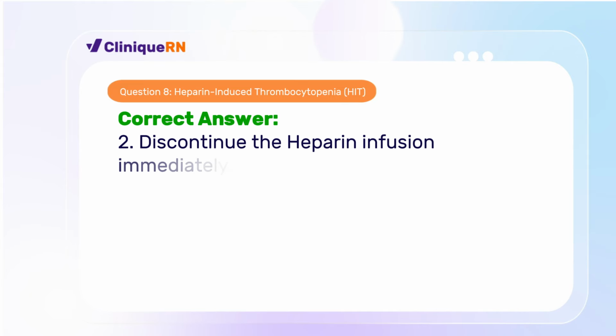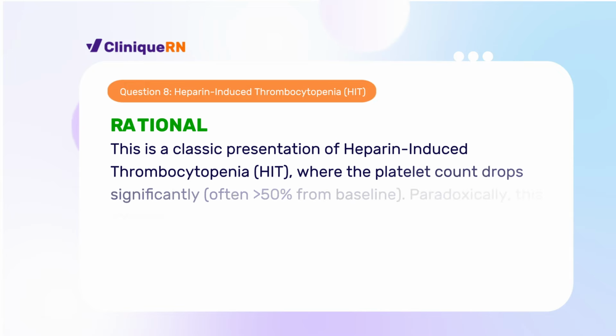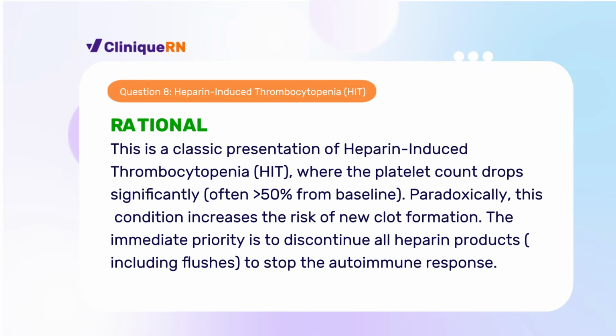The correct answer is 2. Discontinue the heparin infusion immediately. Rationale. This is a classic presentation of heparin-induced thrombocytopenia, HIT, where the platelet count drops significantly, often greater than 50% from baseline. Paradoxically, this condition increases the risk of new clot formation. The immediate priority is to discontinue all heparin products, including flushes, to stop the autoimmune response.